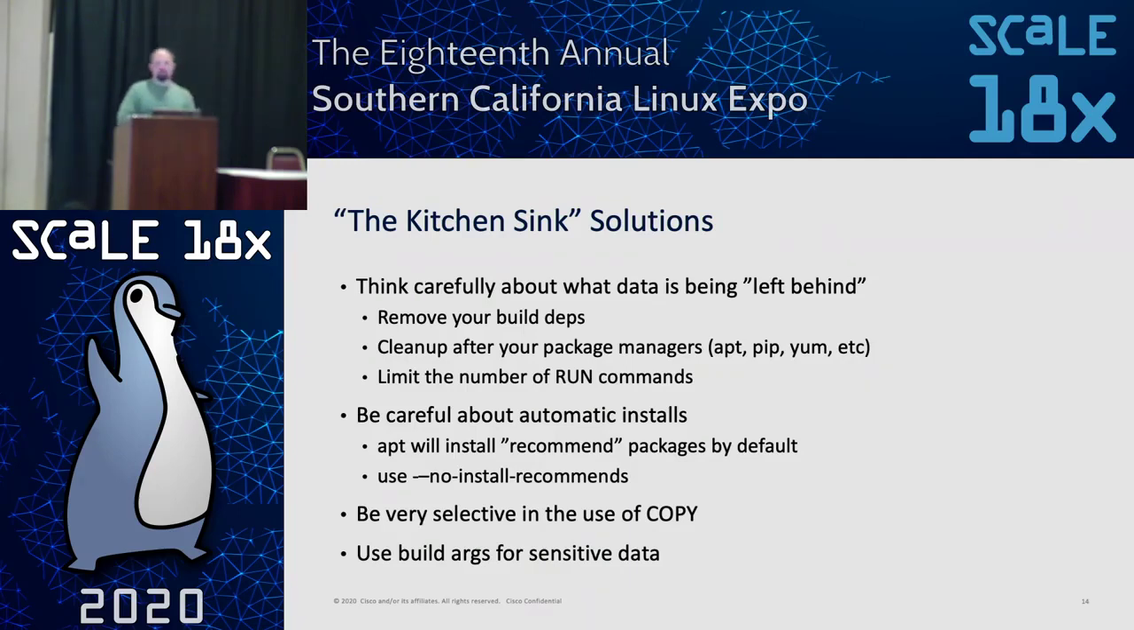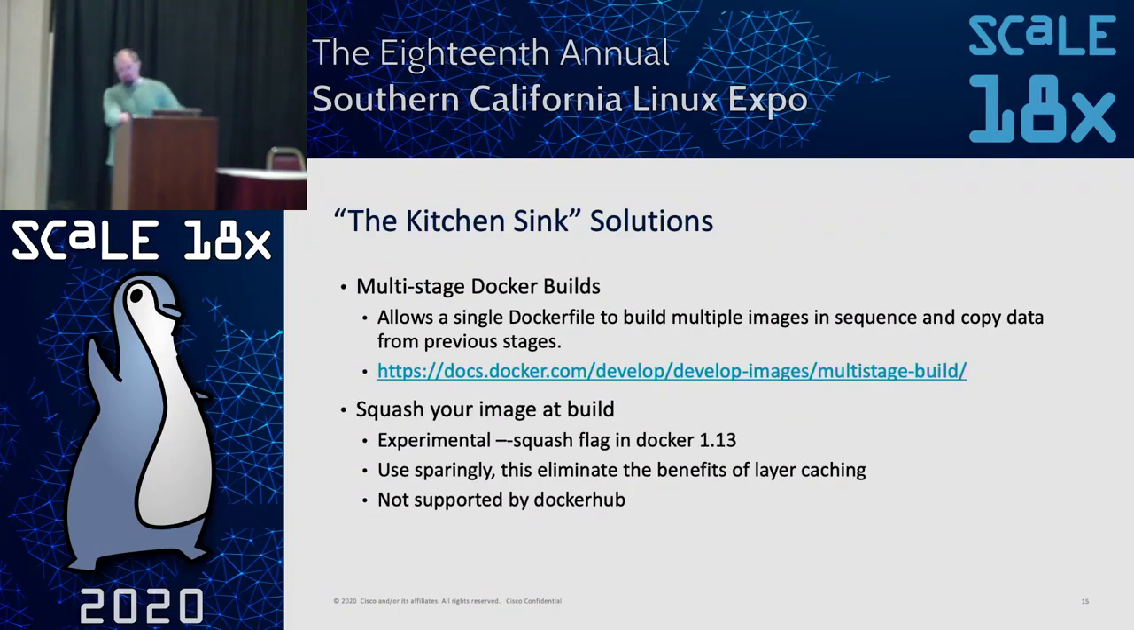Use build args for sensitive data. Build args do not persist. The value of a build arg does not persist in the built container. If you need to pass a token for talking to GitHub or another API service into your build process, do it via build args, please. I don't want your GitHub tokens.